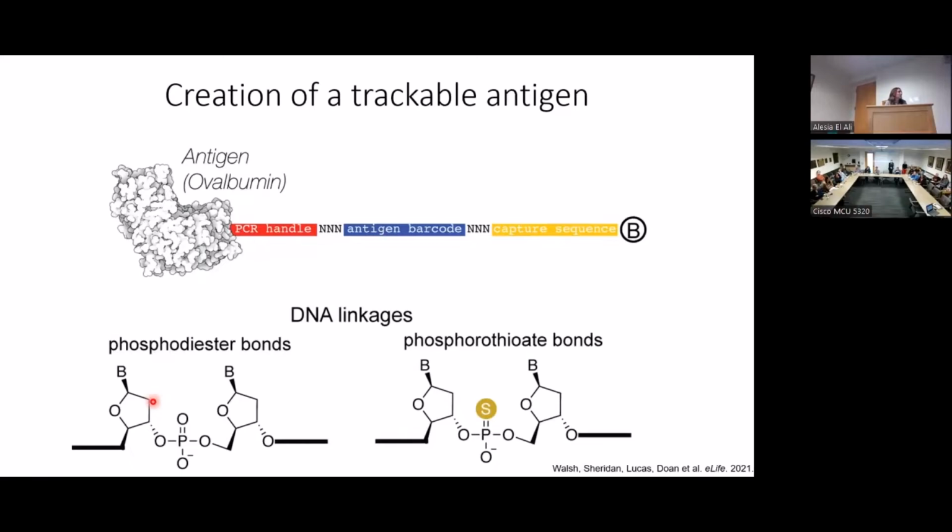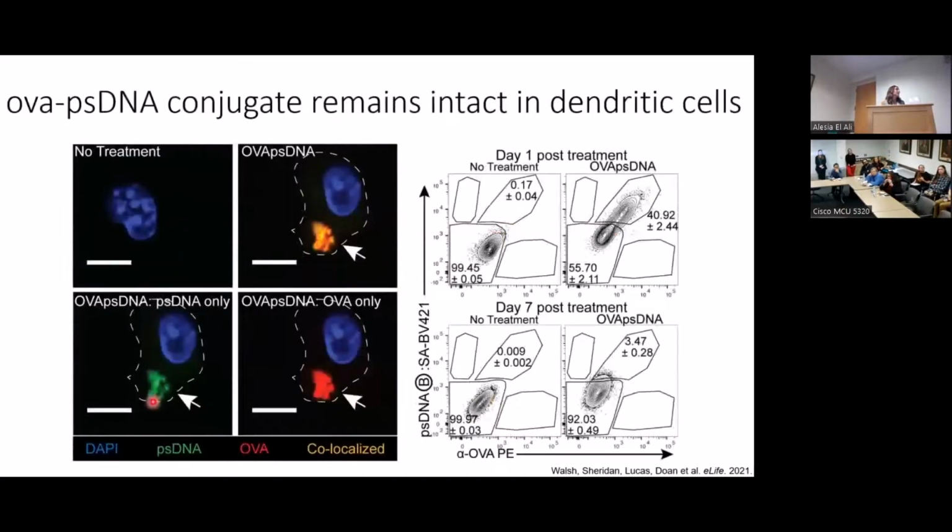And so what we did to protect the DNA from degradation is we included phosphorothioate bonds rather than phosphodiester bonds within the DNA sequence. And this protects the DNA from degradation. So to show you this, looking in vitro, these are some dendritic cells.